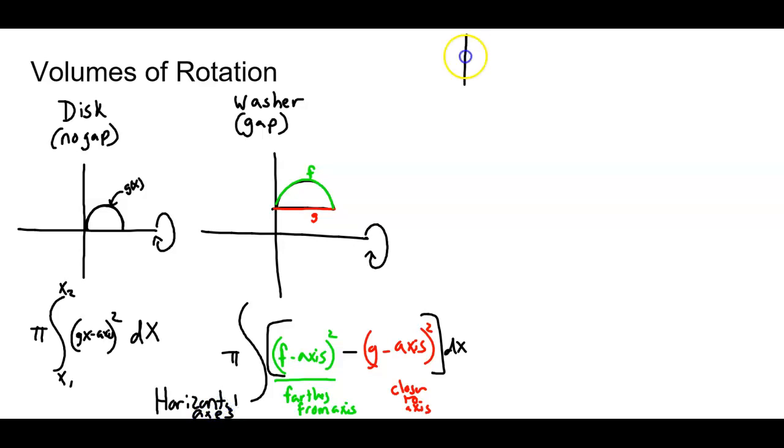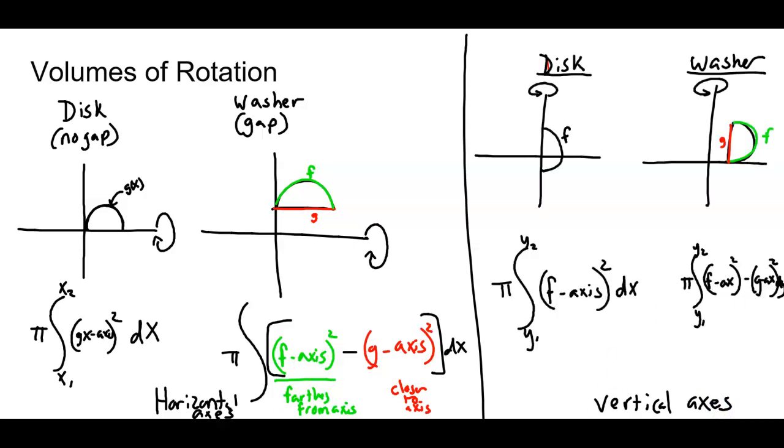But of course, we could do all this with vertical axes as well. And in those cases, you're going to be doing everything with respect to y. So the same principles apply. Disk method has no gaps. Washer does. The radius of the circle of rotation is just the function minus the axis. You square that and do pi with an integral with respect to y, not with respect to x.